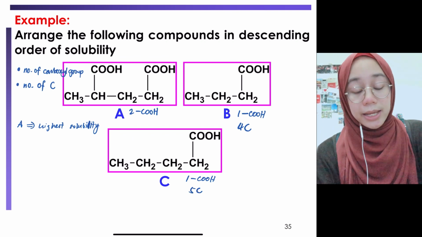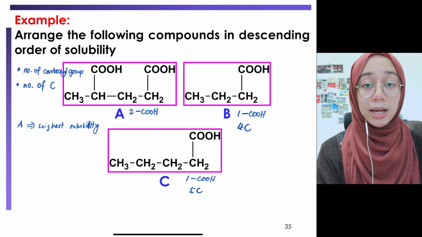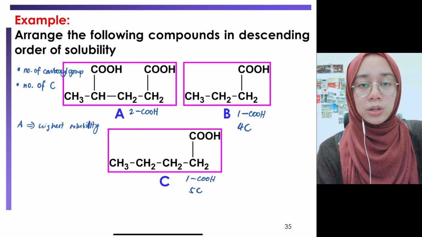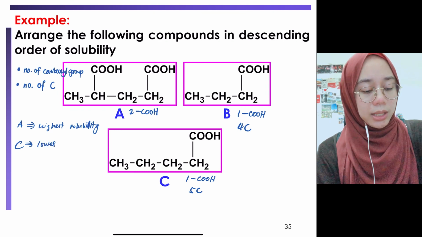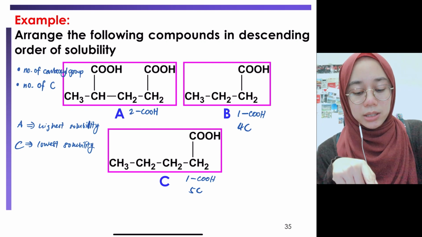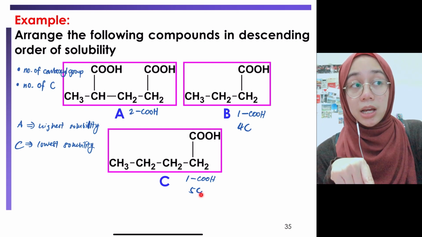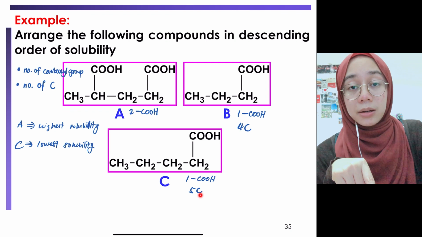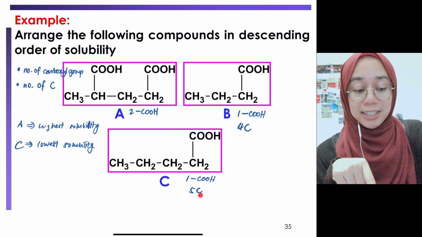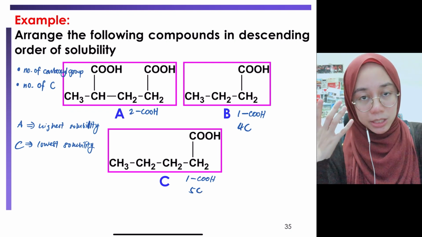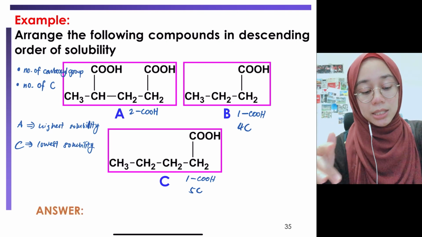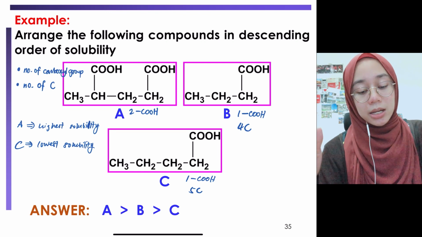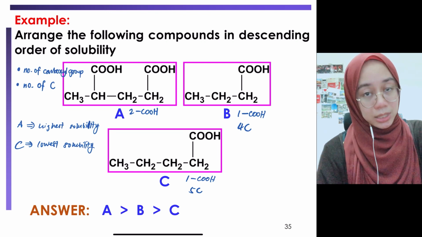Okay, so in this case, lagi banyak carbon, lagi soluble ke tidak? Lagi banyak bermaksud lagi kurang soluble. So C pula lowest solubility. Why? Because it has more carbon. So since it has more carbon, meaning the hydrophobic area becomes larger. Okay, so since soalan ni dia just minta arrange sahaja, there is no need for you to explain lah. Therefore the answer is A is higher than B, where B is higher than C in this case.